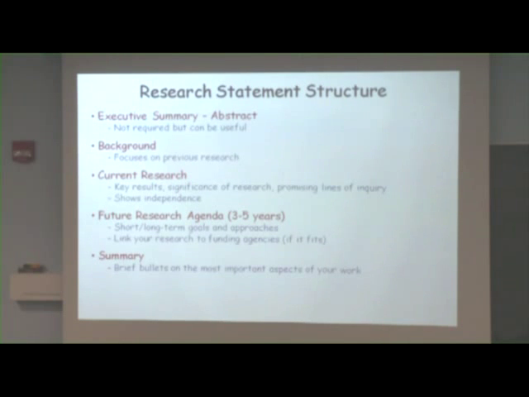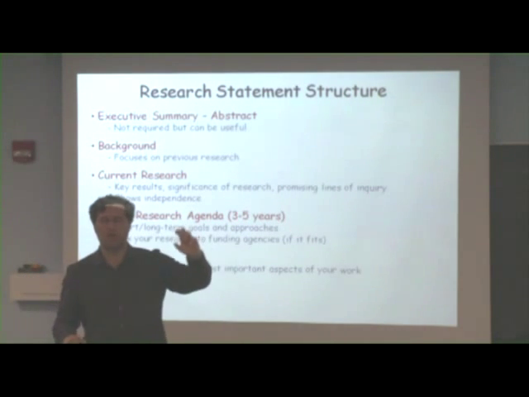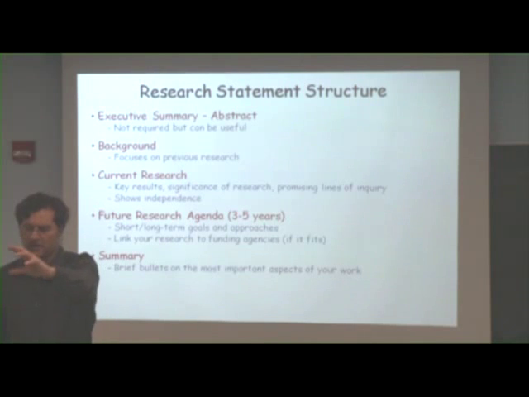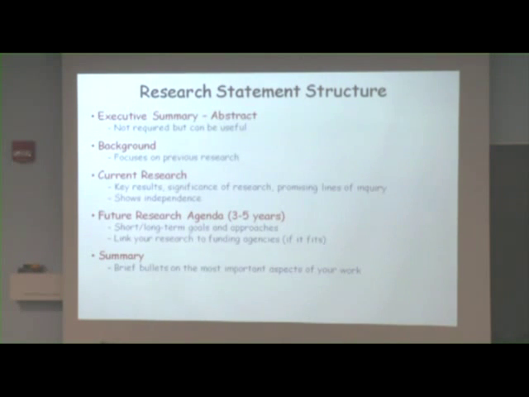It's always nice to have a summary, whether it's bullets or whatever you want to do, A, B, C, 1, 2, 3, of the most important aspects of your work. And you can break this down by graduate stage. In my graduate work, these are the highlights of my research, 1, 2. When I was a postdoc, these are the highlights of my research, 1, 2, 3, 4, 5. So this is very critical.